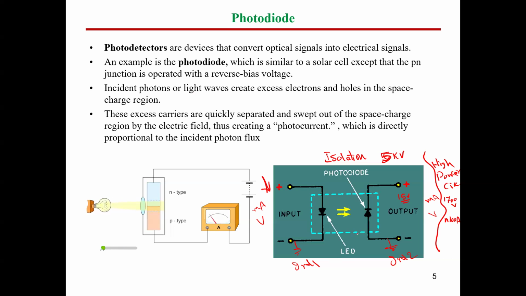So this diode, or photodiode, along with the LED is technically called an optocoupler. So in this case, it will prevent damaging the other side of devices. So this is one important application. We use it for photodiodes.